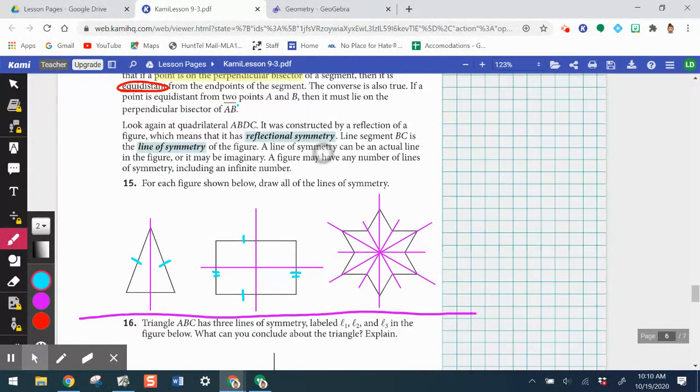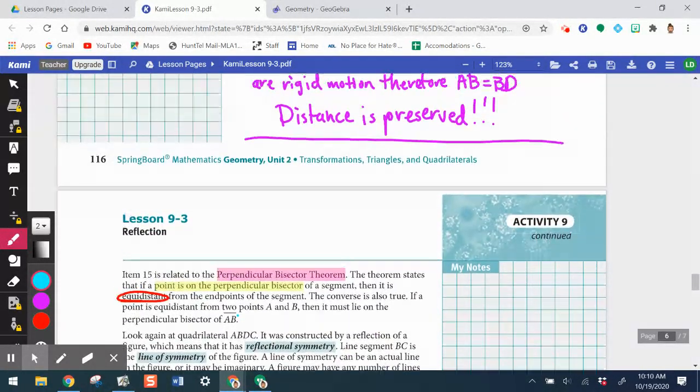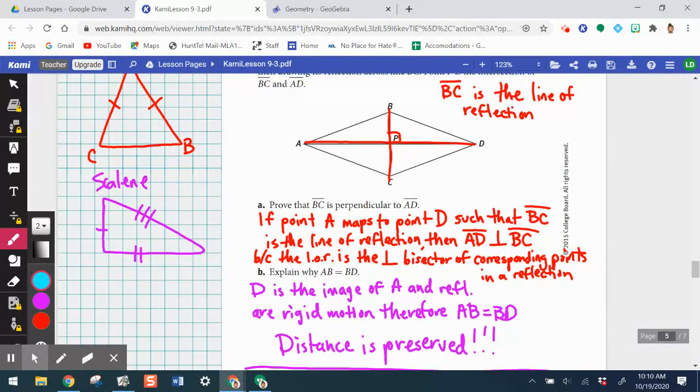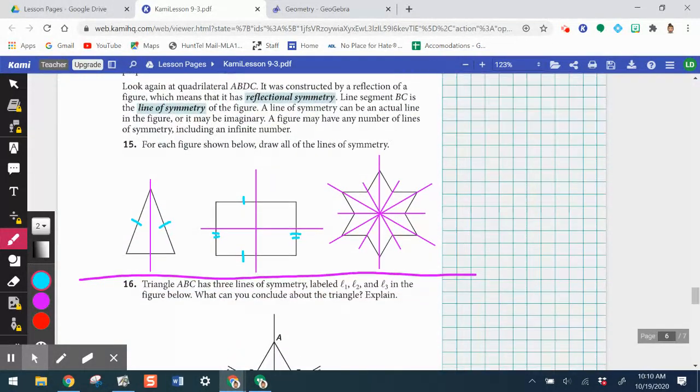So it says a line of symmetry can be an actual line in the figure, or it may be imaginary, like the ones below. Above, this was an actual line of symmetry that was drawn for us. Now we're having to imagine the lines of symmetry. A figure may have any number of lines of symmetry, including an infinite number. In fact, check your understanding on the next page, you'll see that one of those figures has an infinite number of lines of symmetry. So item 15, you were to draw all the lines.